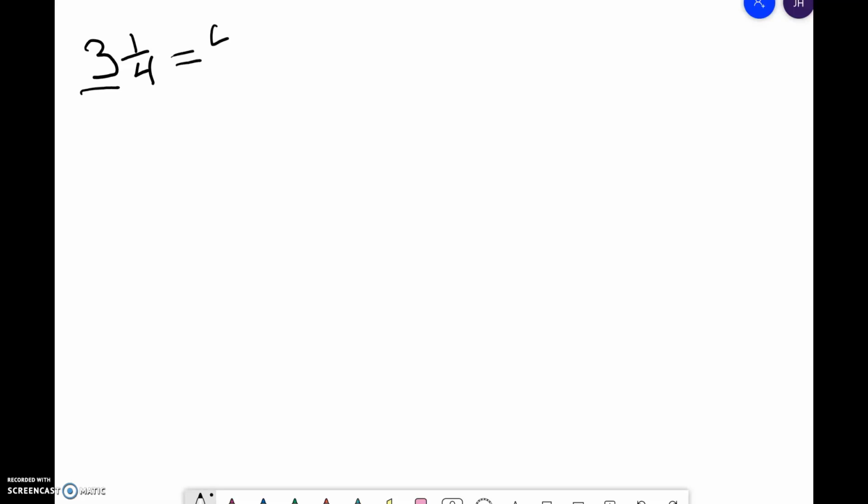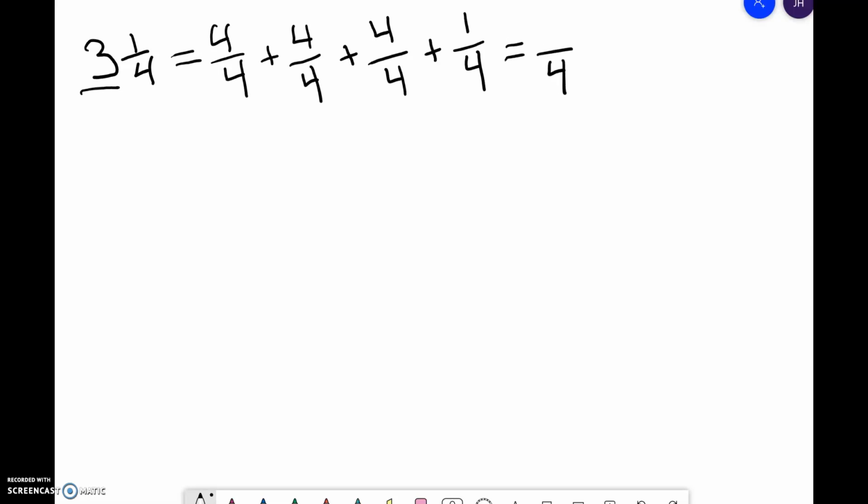So one whole would be 4/4, plus another whole would be 4/4, plus my third whole, 4/4, plus my remaining 1/4. If I add them all together, I know when I add fractions with like denominators that I have to keep my denominator. So now I'm adding 4 plus 4, which is 8, plus 4 more, which is 12, plus 1 more, which is 13. And 13/4 is my answer.